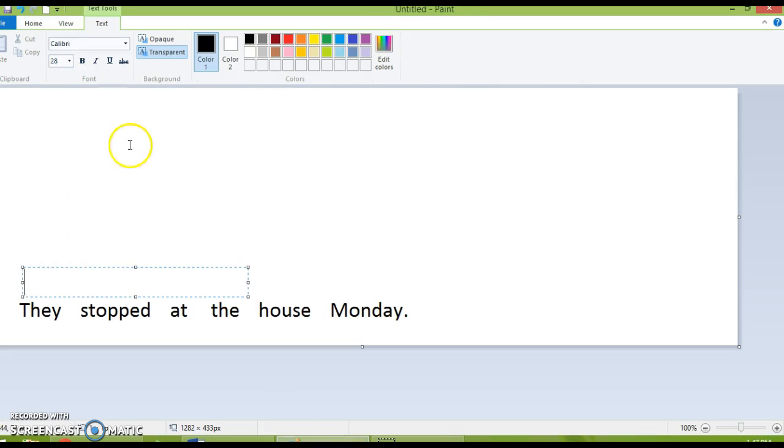So we start in Paint, we type out the sentence, and then we're going to do just what we did for the last one. We mark what each part of speech is down at the bottom before we even start diagramming the sentence. So we know they is our noun, stop is our verb, at is our preposition, the is a determiner, house is a noun, and Monday is an adverb. So now we can go up a level.